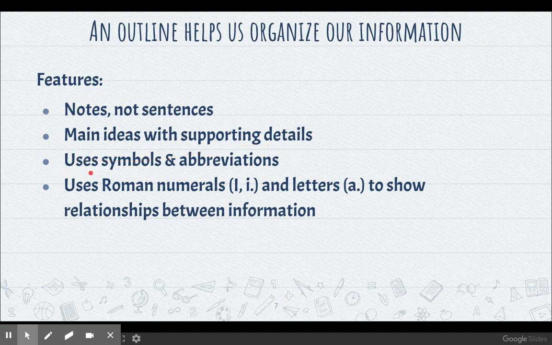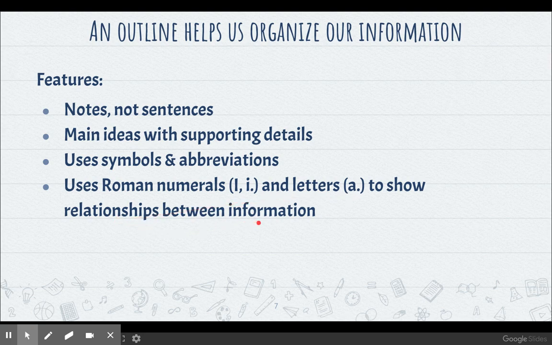Another feature of an outline is that it uses symbols. So for example, this is a symbol that means and. An outline uses abbreviations, so maybe shortening a word, using just the first few letters. Again, it's note form. It's not full sentences. And it's also to help you organize your information. So it's about helping you to understand your information. And finally, a feature of an outline is that it uses Roman numerals and letters to show relationships between information.